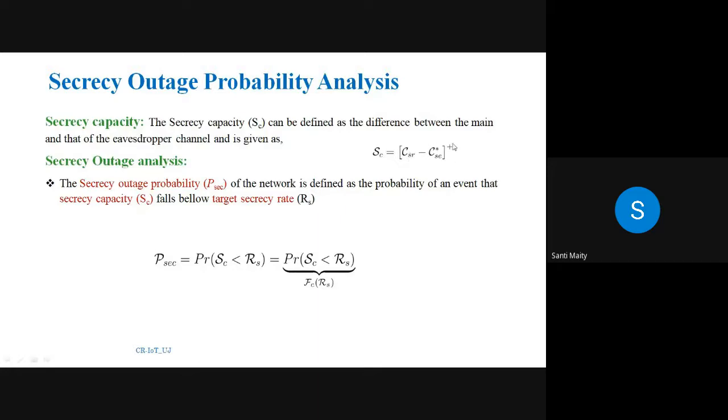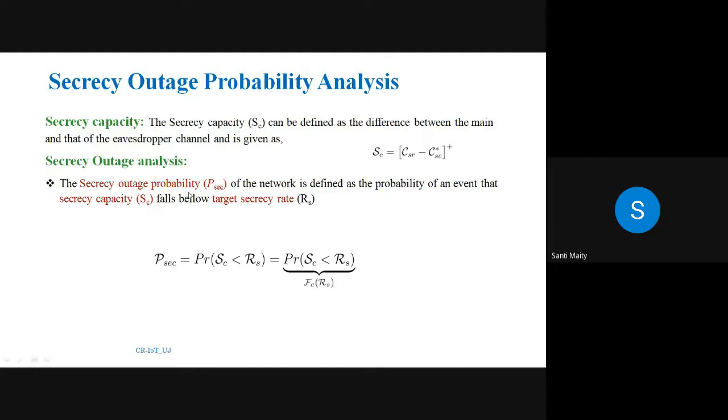And if this is positive, security is there. Now, if this secrecy capacity is above a certain limit, then there is no outage. Outage will occur if this capacity is below a certain rate. And if it is below a certain rate, how many times does it occur? That's your secrecy outage.